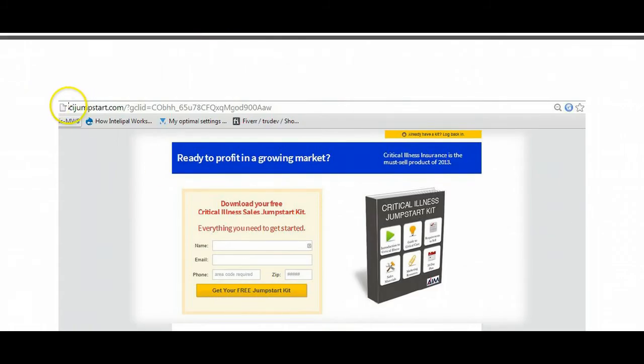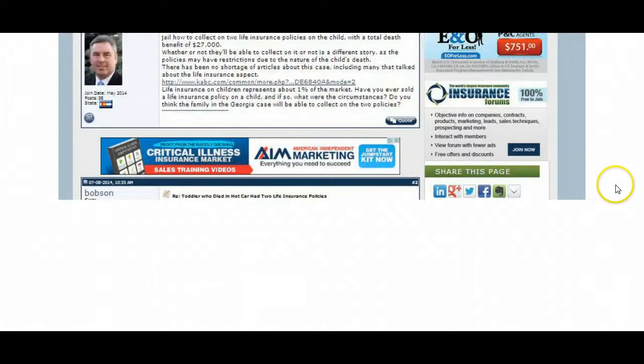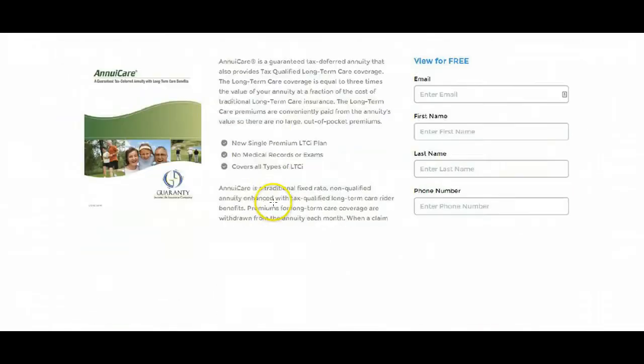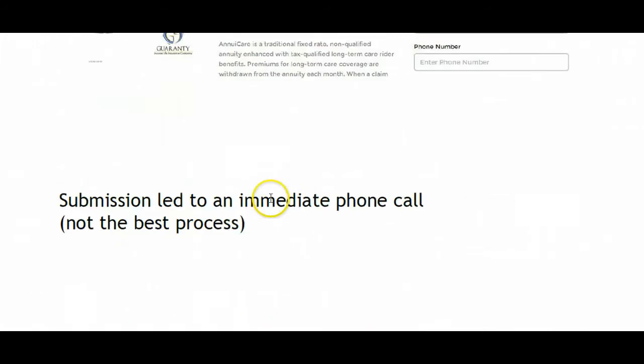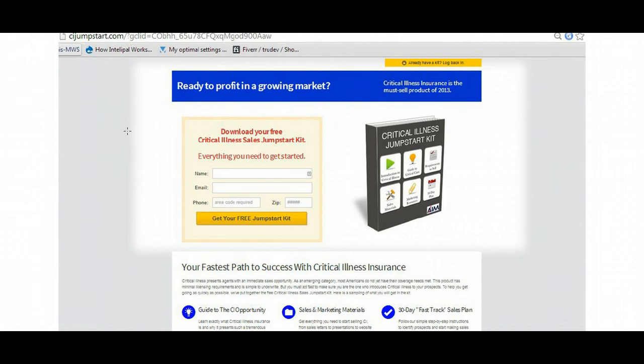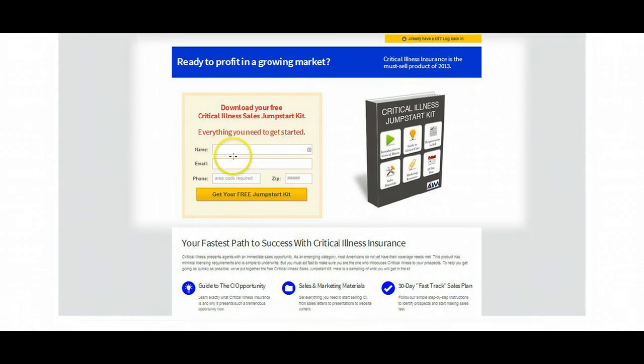First of all, they're using a different site. Our first click-through went to just a page on the AIM site, which is really whyaim.com. But in this case, we clicked through to a site specifically designed to do nothing more than capture leads. Much better than what they did with the other one for a few reasons. We fill out this form, and in this case their process was much better.